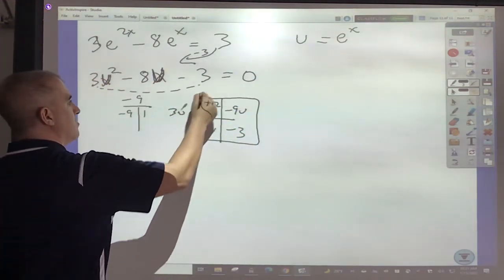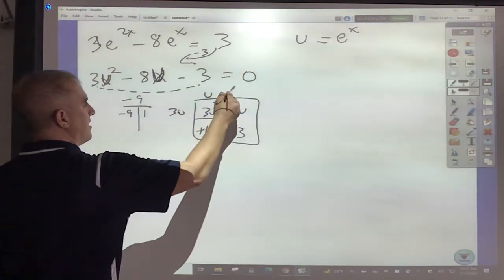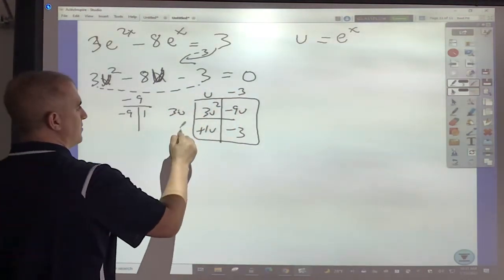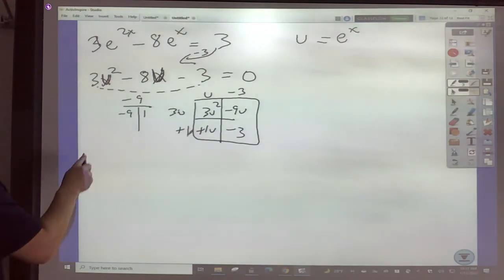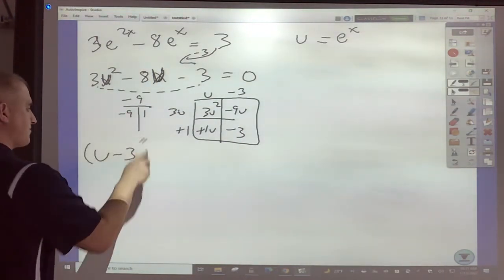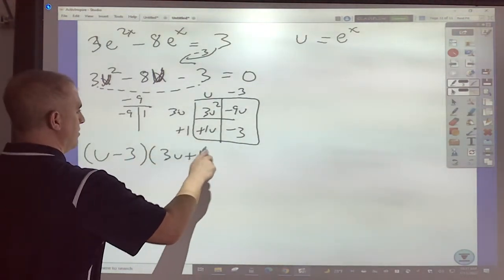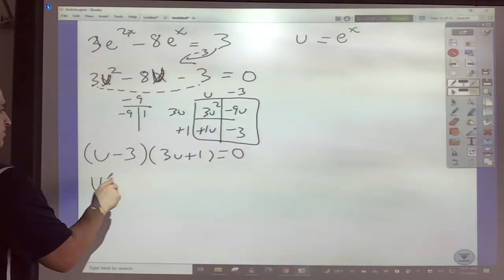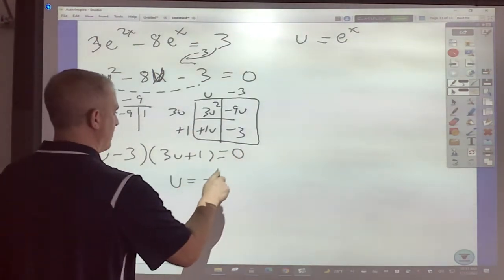So I got 3u squared minus 9u plus 1u minus 3. GCF would be 3u. This would be u. This times this would be -3. This times this would be 1. Okay, so my factors are u minus 3, 3u plus 1 equaling 0. This would be u equals 3. This would be u equals -1/3.